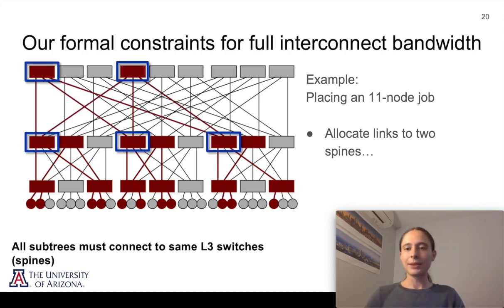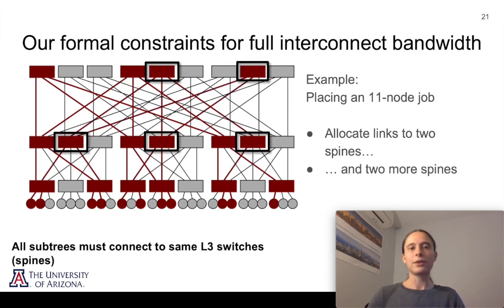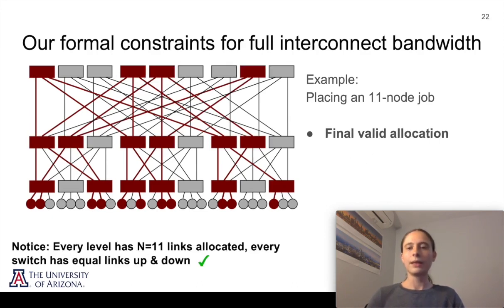Finally, there's a similar constraint to selecting spines to connect to. So each subtree must connect to a common set of spines. Here I show how the first L2 switch in every tree connects to 2 spines that are in common, and then the second L2 switch also connects to 2 spines in common. Once you have all those constraints in place, you have a valid allocation for this 11-node job, and this allocation has full interconnect bandwidth.